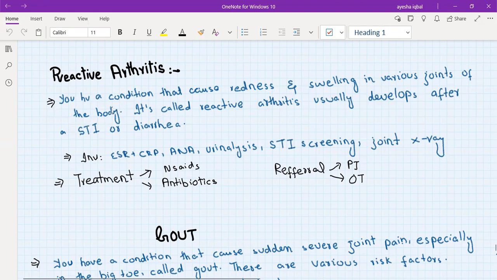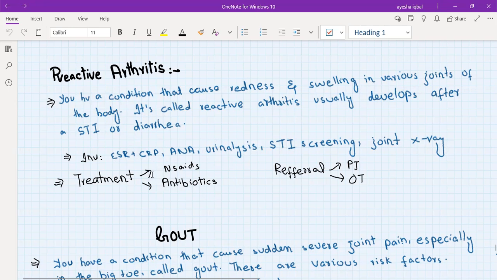So, how will you explain this to the patient? You will tell the patient that you have a condition that causes redness and swelling in various joints of the body. It is called reactive arthritis, and it usually develops after an infection, specifically a sexually transmitted infection or diarrhea. Okay, investigations, you will order the above investigations, that is inflammatory markers, ANA to rule out SLE, and anti-CCP to rule out rheumatoid, and you will do urinalysis and maybe STI screening for the sexually transmitted infection, and you will also do a joint X-ray.